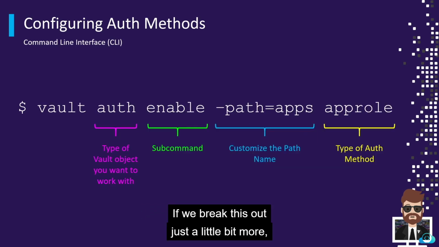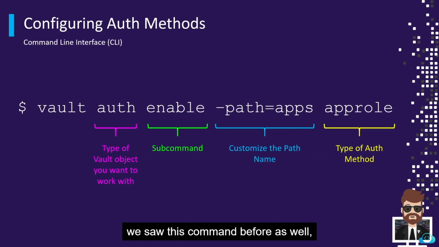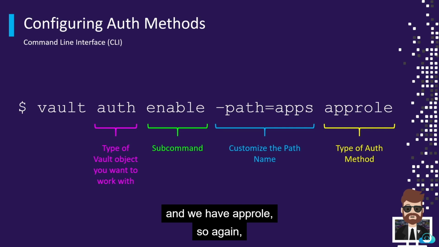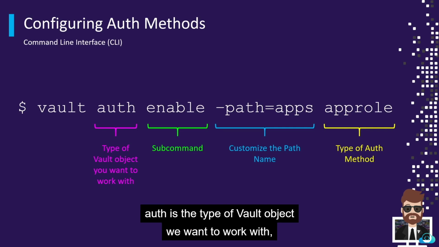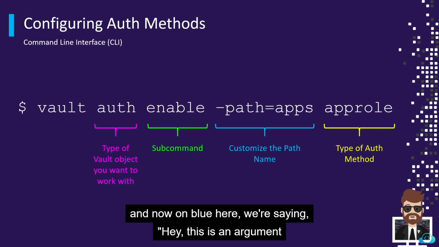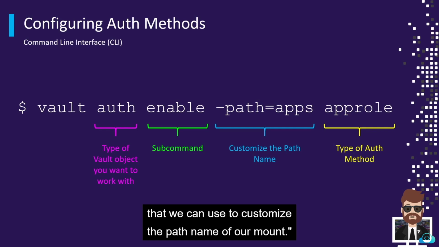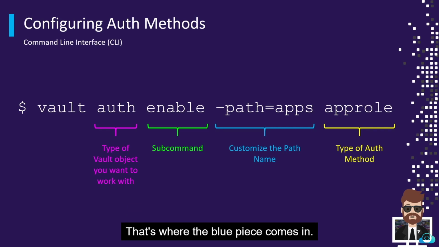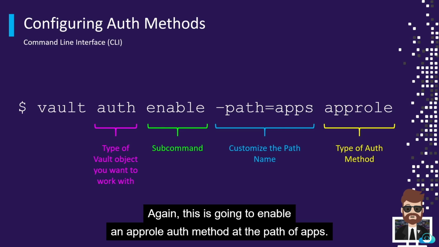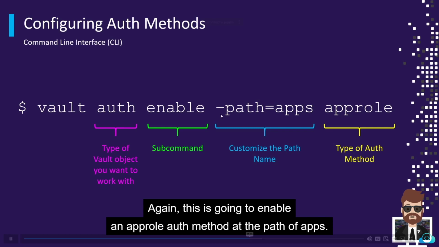If we break this out just a little bit more, we saw this command before as well. Vault auth enable, we have path equals apps, and we have app role. Again, auth is the type of Vault object we want to work with. We have the subcommand of enable. And now in blue here, we're saying, hey, this is an argument that we can use to customize the path name of our mount. That's where the blue piece comes in. We have path equals apps. And again, on the far right in yellow, we have the type of the auth method. So this is going to enable an app role auth method at the path of apps.